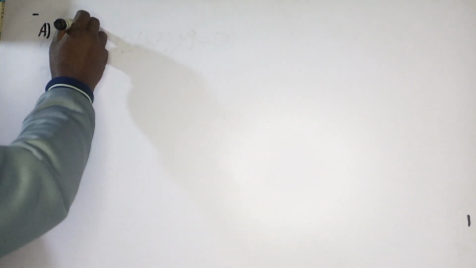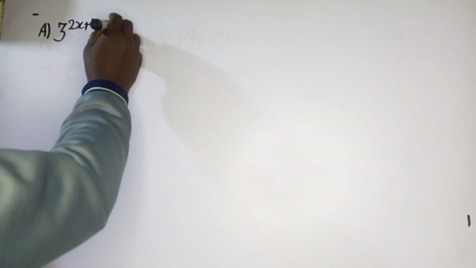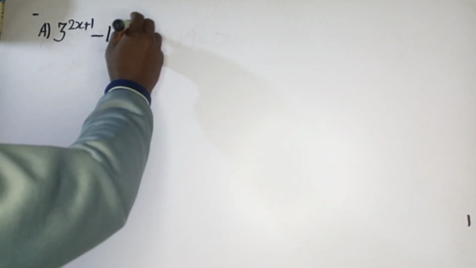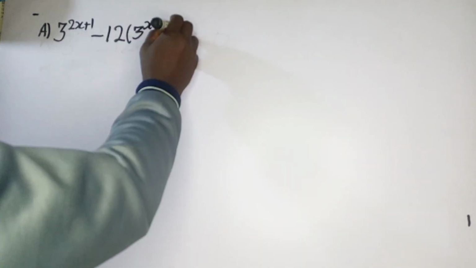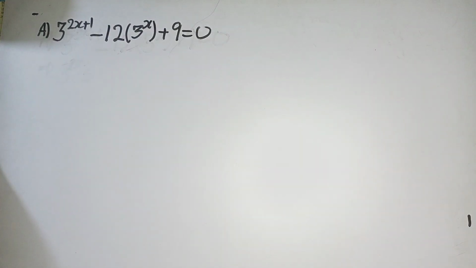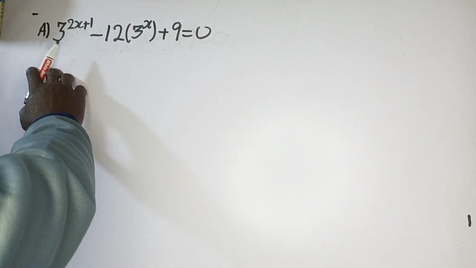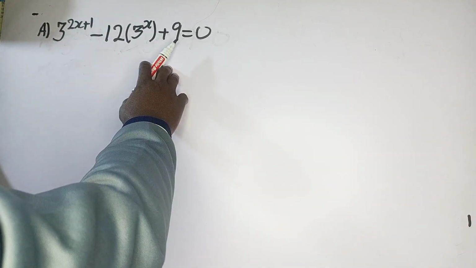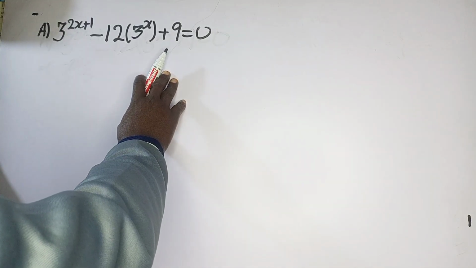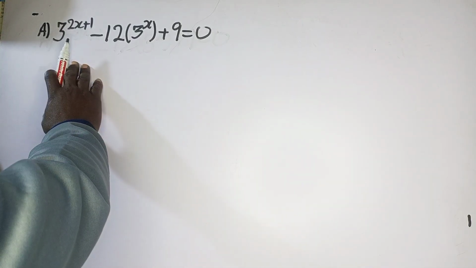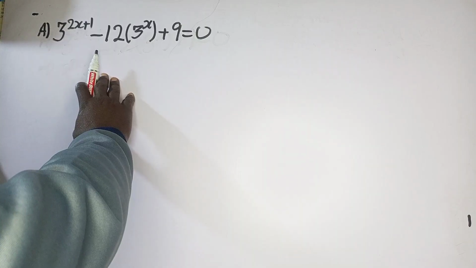The first one, 3 to the 2x plus 1 minus 12 into 3 to the x plus 9 is equal to 0. We want to solve for x in this exponential equation. If we look at it carefully, we can see that this exponential equation can be rewritten, wherein we put things in 3 to the power x.